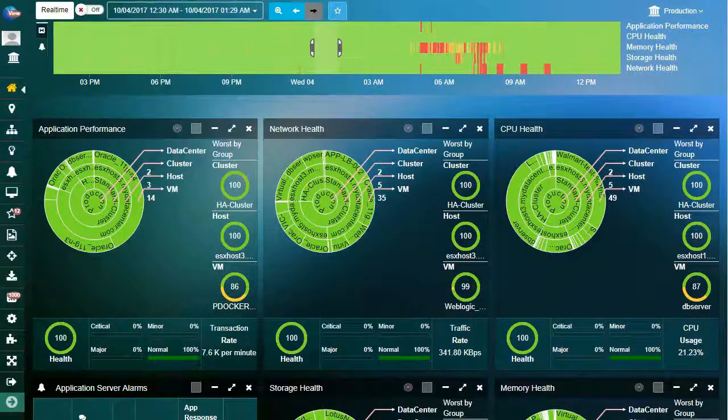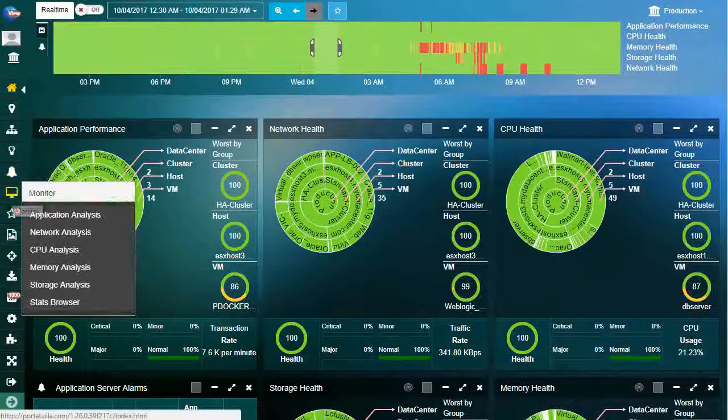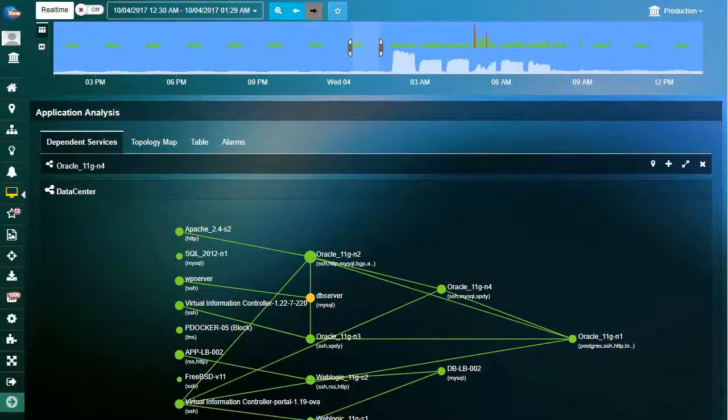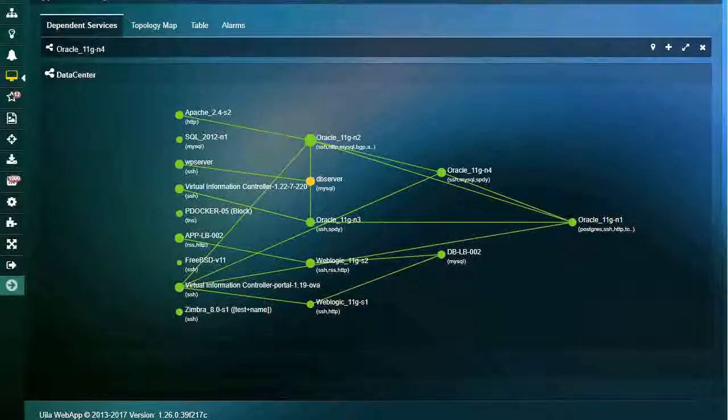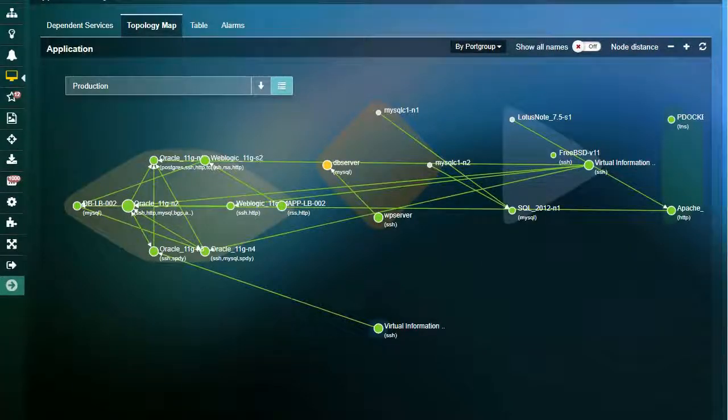I want to walk you through just a little piece here about how we can look at a few options, and I'm going to start at application analysis. I click application analysis and it shows me the dependent services for this particular application. We can see all of the dependent services, what's talking to what or who's talking to whom, but there's also a topology map here, which we can click on, which gives you a little more visualization as far as how that's all happening in the production VM environment.